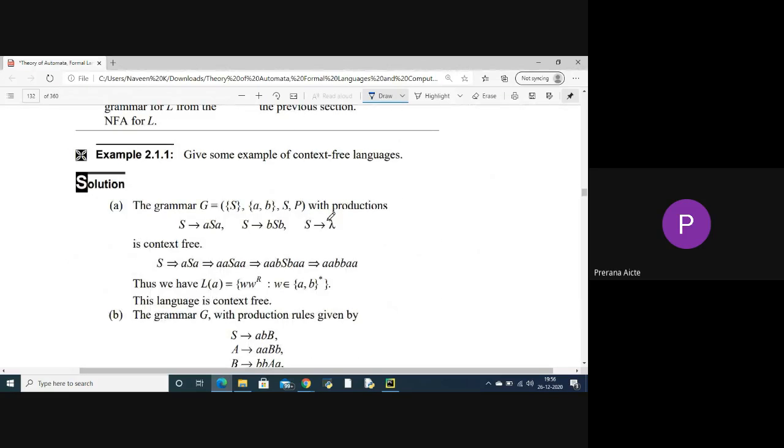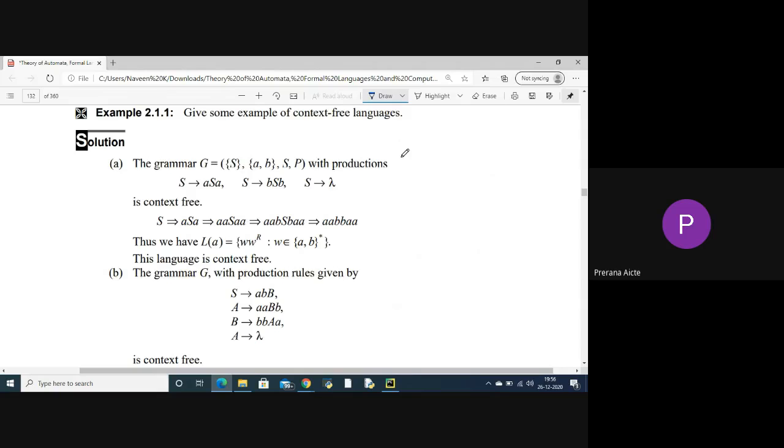Next, we'll discuss some problems in context-free grammar and some problems in ambiguity, and how we recognize whether a grammar is ambiguous or not. Here the grammar is S tends to ASA, BSB, or epsilon.